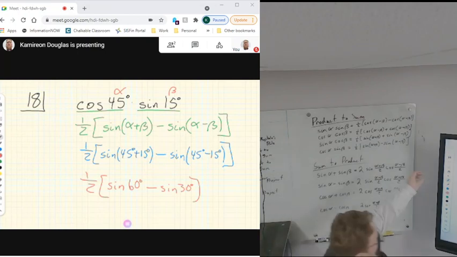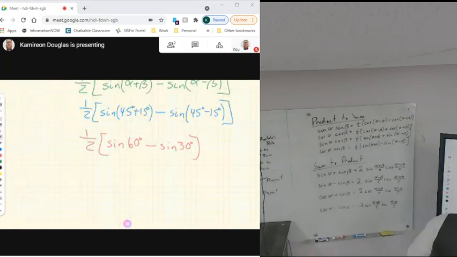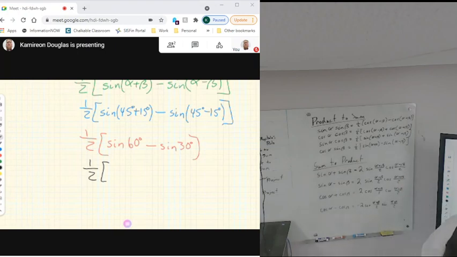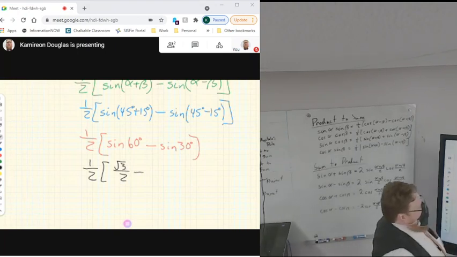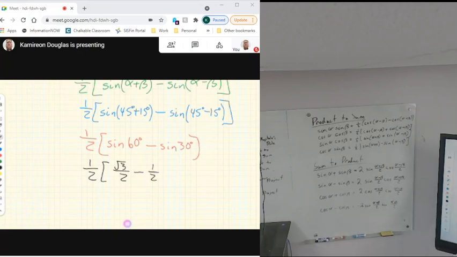That's good. From the unit circle, come over here. The 1/2 is still the 1/2, bracket. Sine of 60 degrees, I go over to my unit circle, I go to 60 degrees, I read the sine value, that is the y value, square root 3 over 2, minus sine of 30 degrees, that is the y value at 30 degrees, or 1/2.